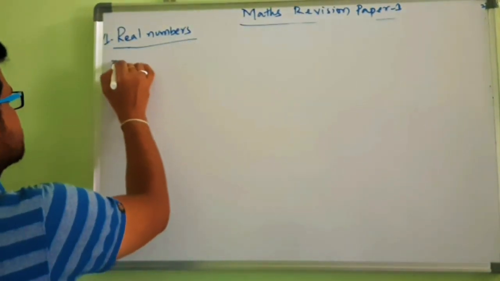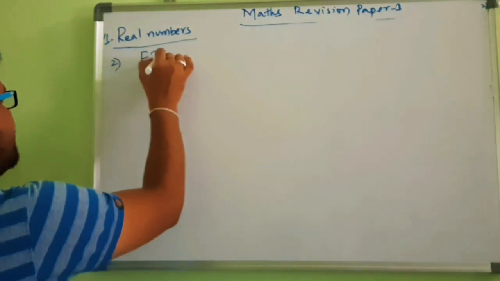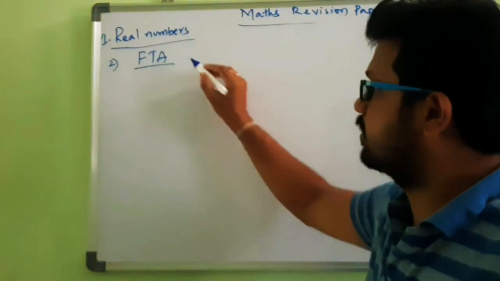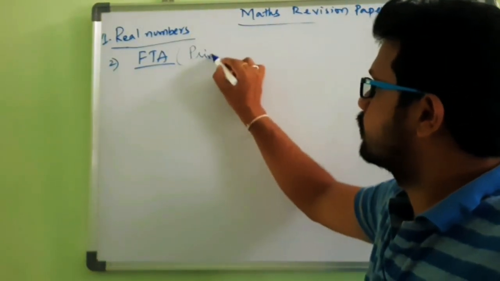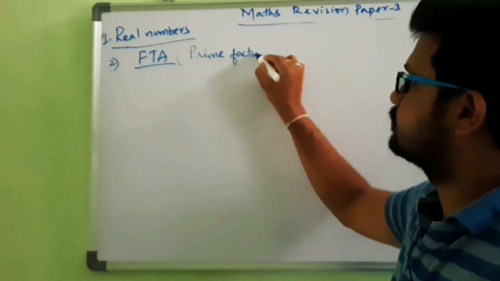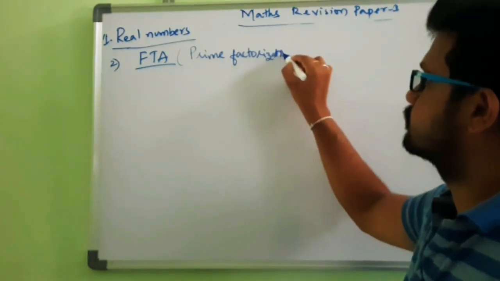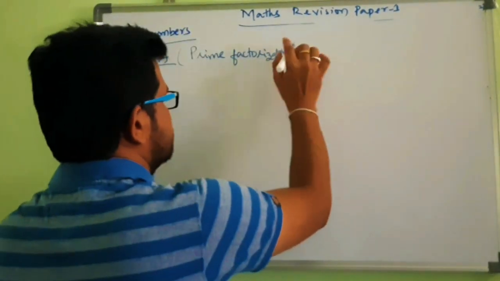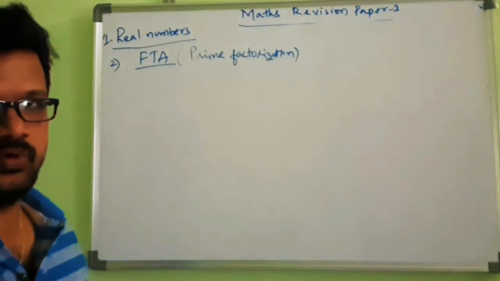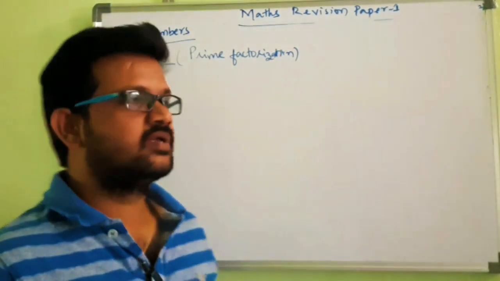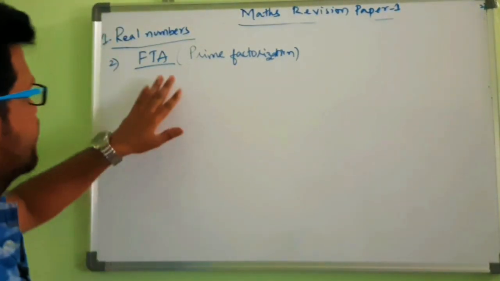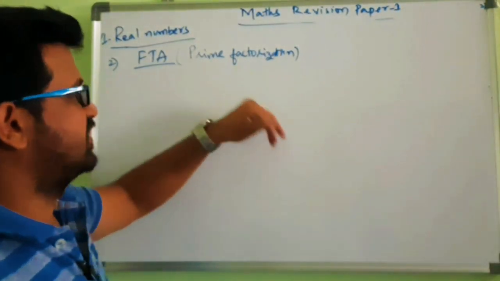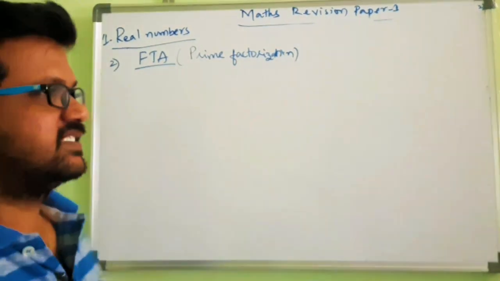second one, FTA, fundamental theorem of arithmetic, or we can write prime factorization. Okay, so students, you have to understand here, due to lockdown, this small board I have arranged at home. For further videos I will keep such a big board. So fundamental theorem of arithmetic, right? Also called prime factorization method.